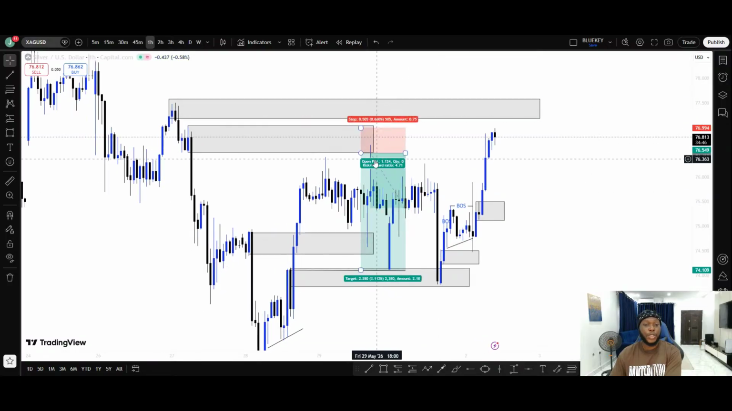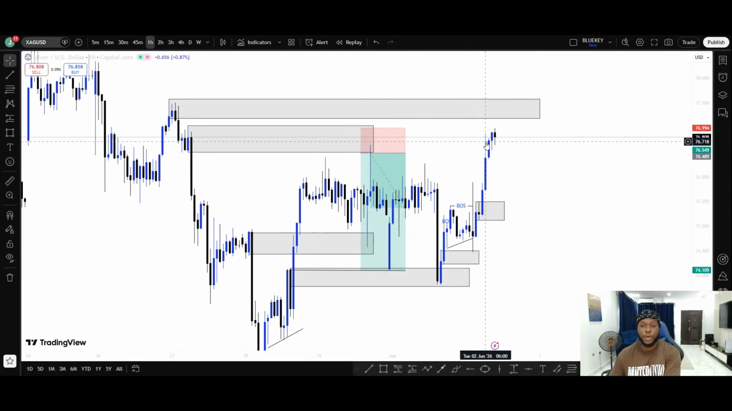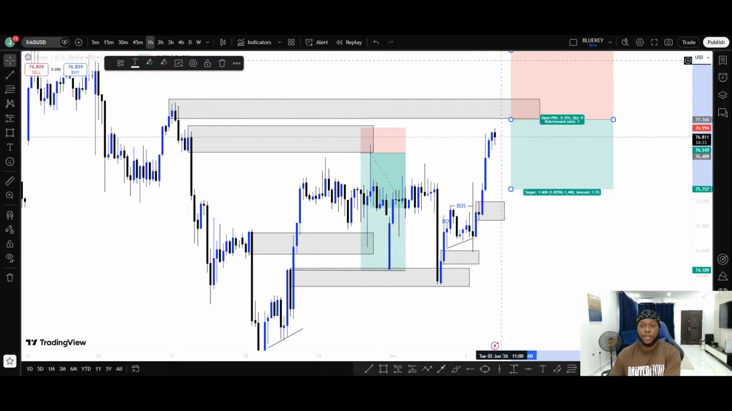Where is going to be our next re-entry? This order block, right? So this one is done and dusted. It has been mitigated both partially and full body, right? This is the full body mitigation. So this is going to be our next entry point on silver.